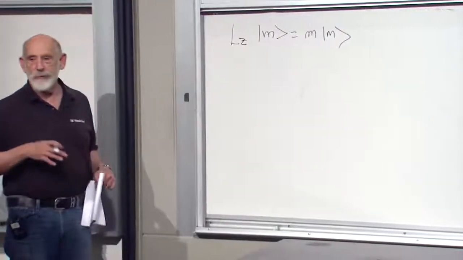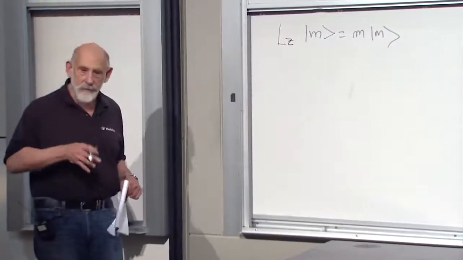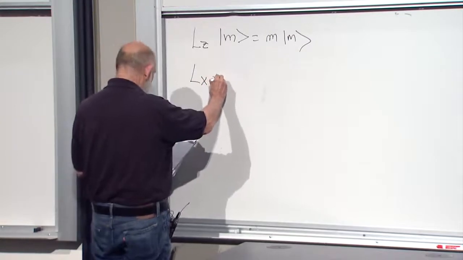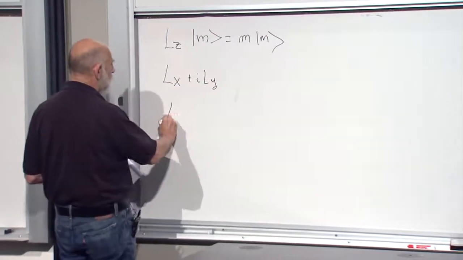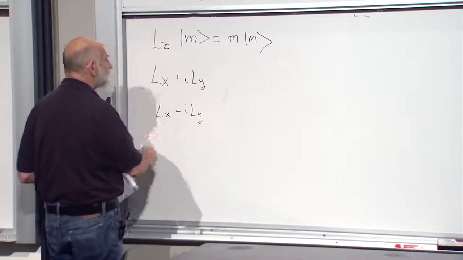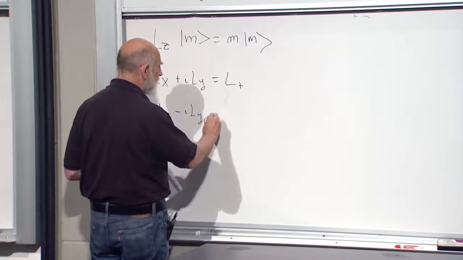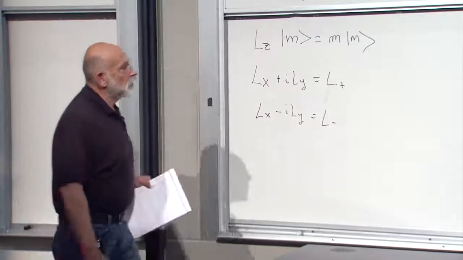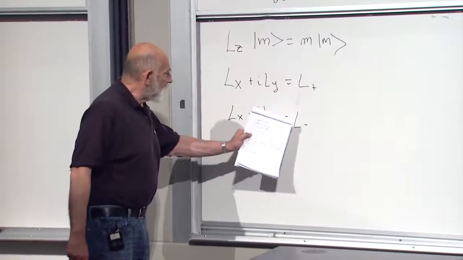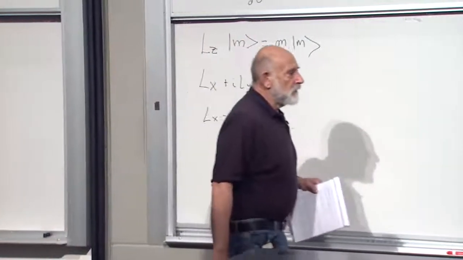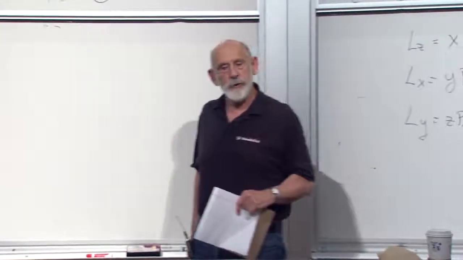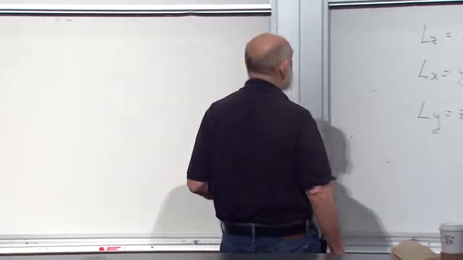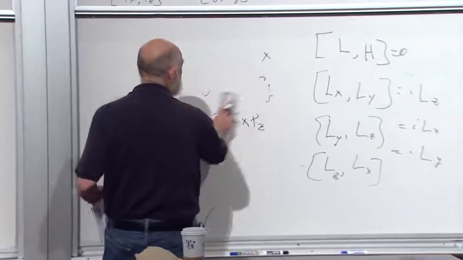So we've picked out LZ as a little bit special. Not physically, but mathematically for our purposes. And let's invent operators Lx plus ILy and also Lx minus ILy, and call them L plus and L minus. Now what I want to figure out is the commutation relations of L plus and L minus with LZ. For the moment, I don't really care too much about the commutator of L plus with L minus. I'll tell you now it's LZ, but that's not so important.